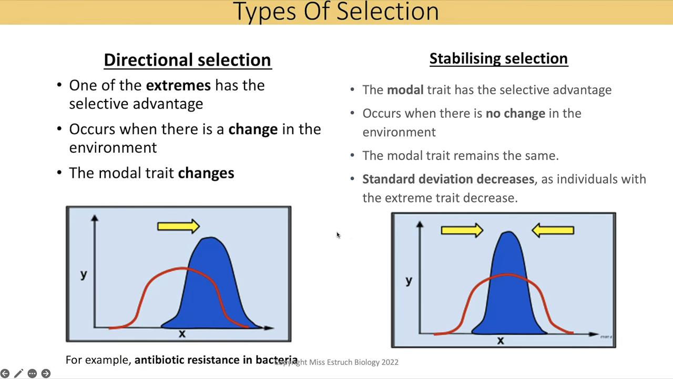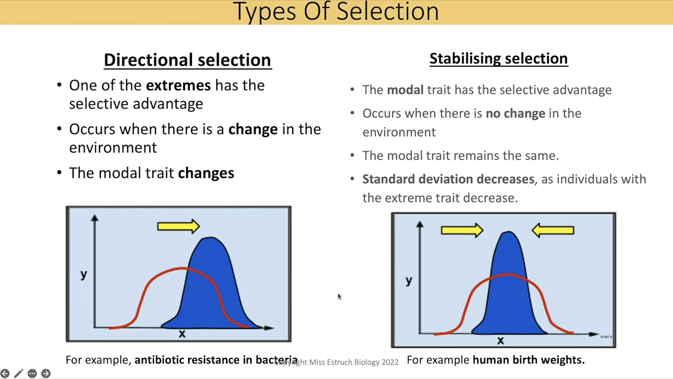Stabilizing selection is when whatever was the modal trait, the most common trait, remains the trait that provides a selective advantage. So stabilizing selection occurs when there is no change in the selection pressure or the environment. As a result, even more individuals over many generations will have that middling trait. The extreme traits are lost, so we end up with this taller peak, which is narrower because we've lost those extreme traits. And so the standard deviation decreases because we have less variation around that mean.